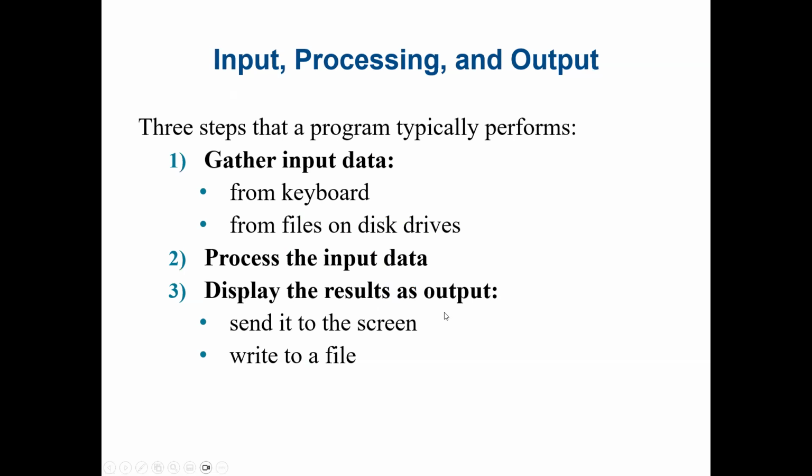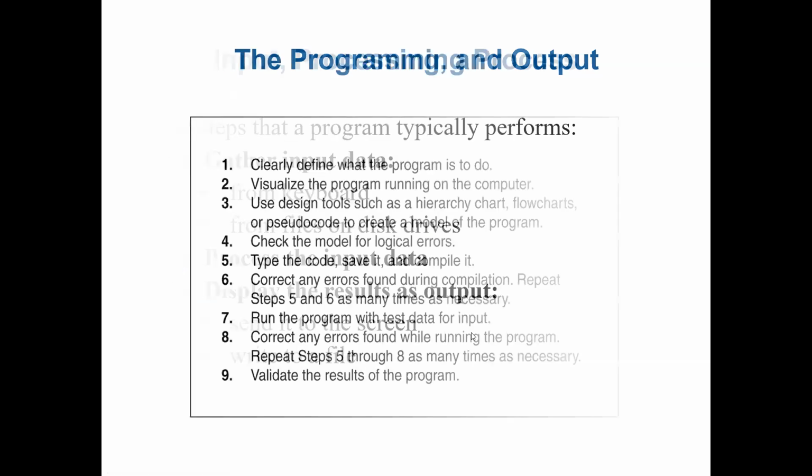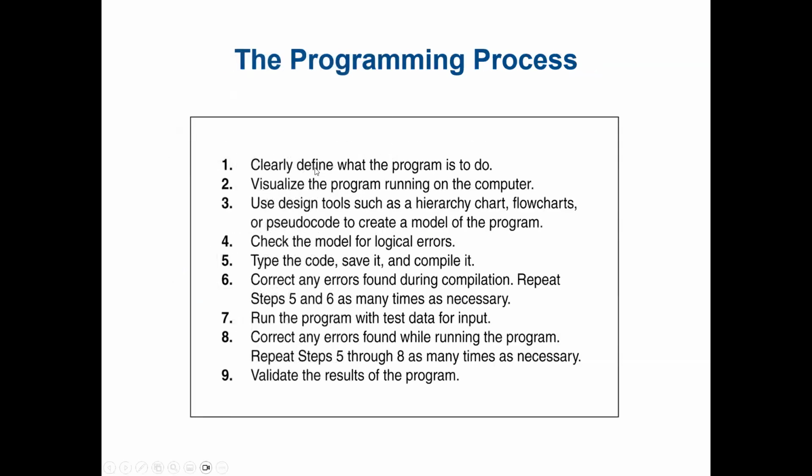So a computer program process consists of several steps, which include requirement analysis, design, creation, implementation, testing, etc. Normally, this section is covered in software engineering, but here we are going to go through the steps. So we say a programming process must clearly define what the program is to do. This will be the requirement analysis phase.